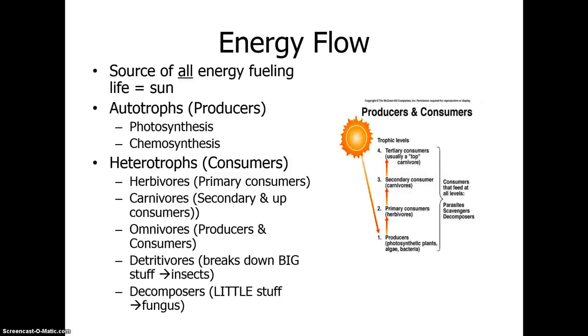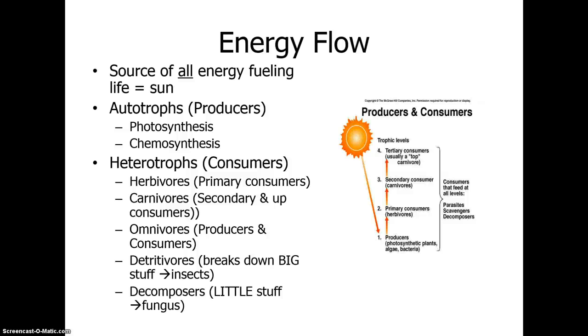Then there's heterotrophs. Heterotrophs are consumers. They are things like herbivores. Those are your primary consumers. Herbivores eat plants. There's carnivores, that's secondary and up. And then there are omnivores, and omnivores eat producers, plants, and they also eat consumers.